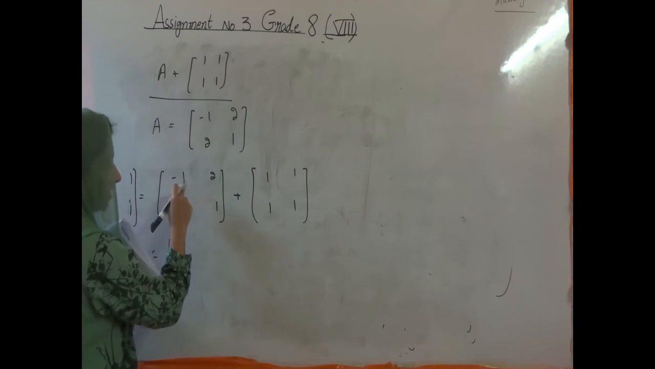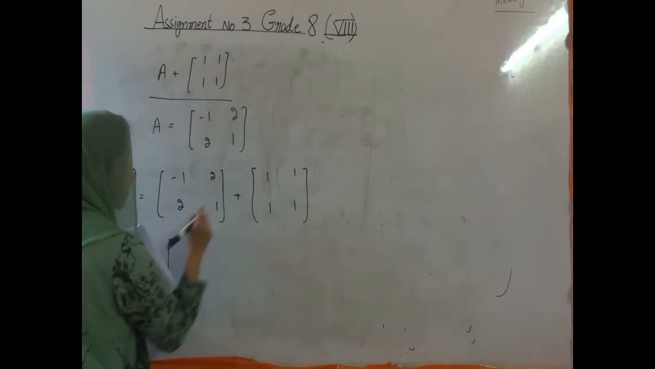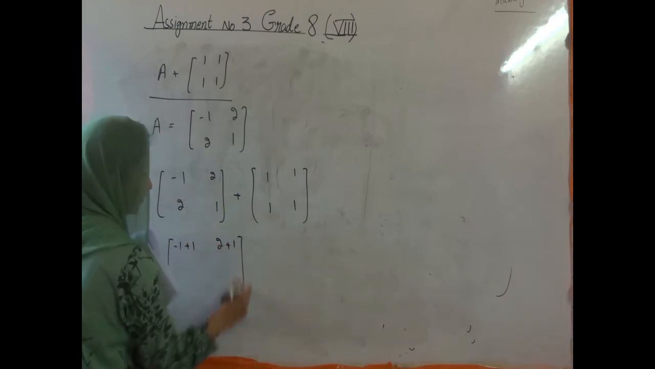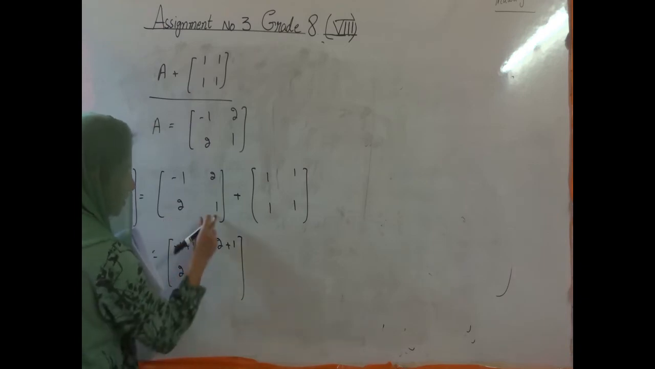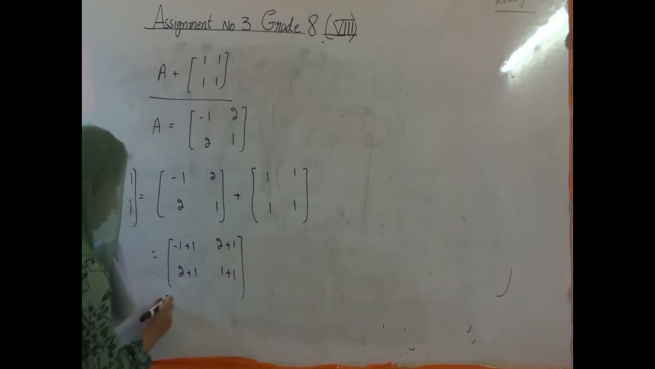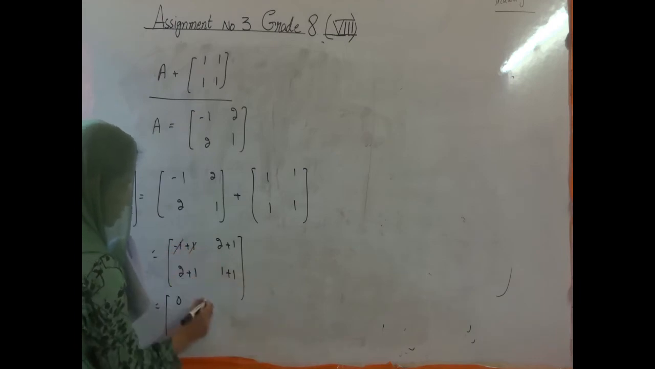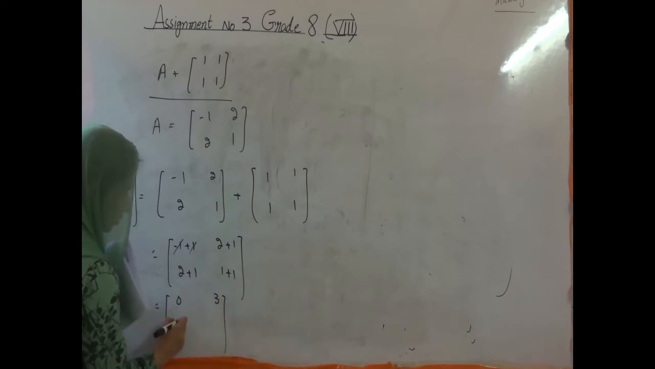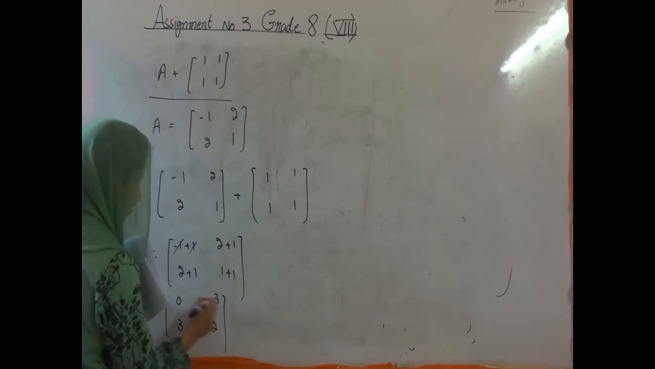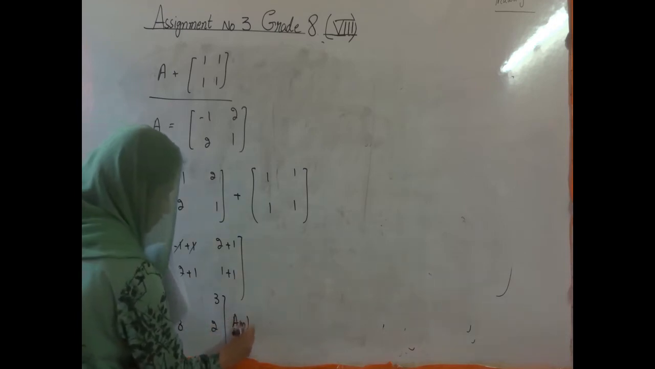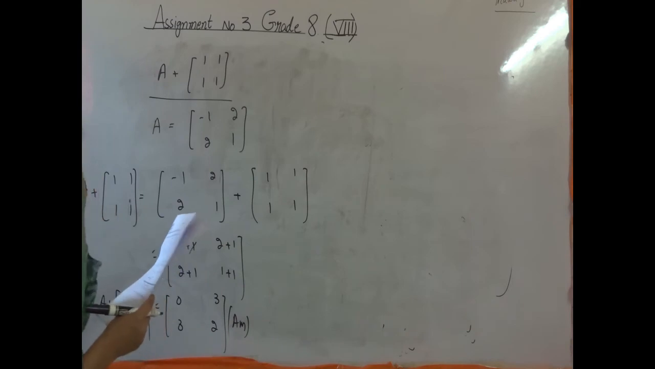The first element of the first matrix will add to the first element of the second matrix. Minus 1 plus 1, 2 plus 1, 2 plus 1, 1 plus 1. So minus 1 plus 1, the answer will be 0. 2 plus 1, 3. 2 plus 1, 3. 1 plus 1, 2. So the answer of this expression is this one. Fine. Okay, the rest of the parts you can solve on your own.